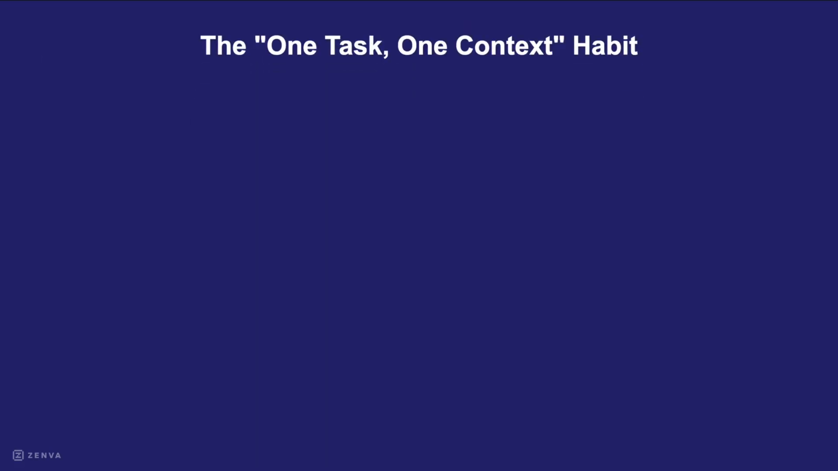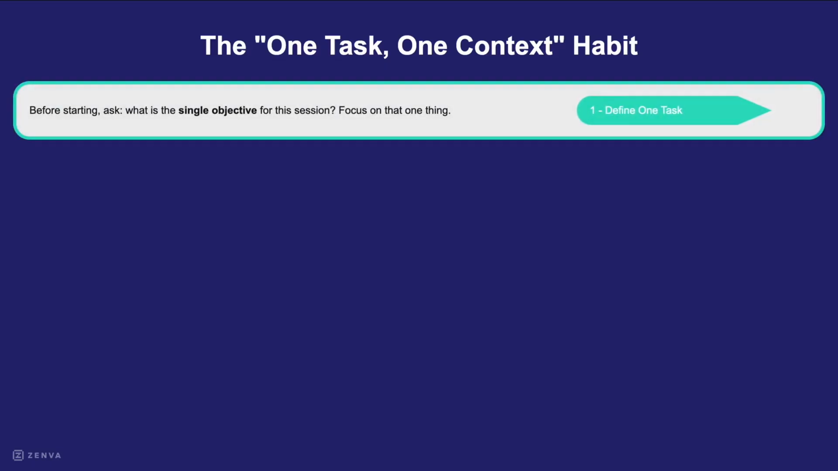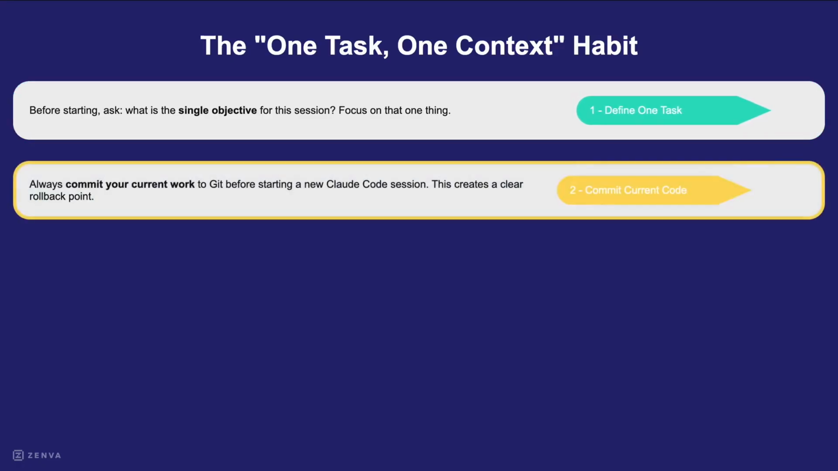To use one task, one context well and manage your context, let's look at the steps you should follow for each Claude Code session. These habits keep things focused. Let's start with the first step. Your first step is to define one clear objective. Before you open Claude Code, ask, what do I want to do right now? Focusing improves outcomes. Next, commit your work to Git before a new Claude Code session.